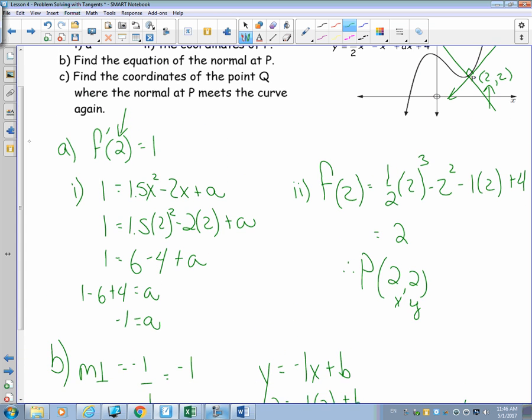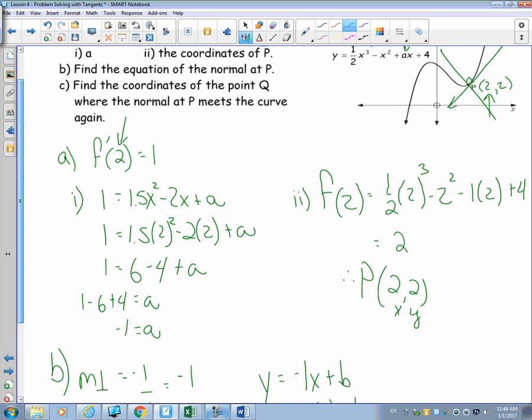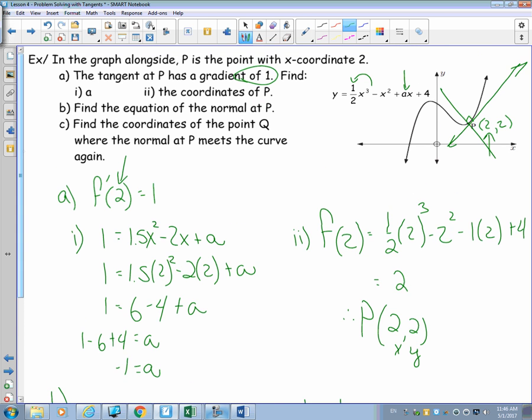Okay, part C. Find the coordinates of the point Q where the normal meets the curve again. So obviously I've drawn my picture slightly wrong here. This line, if I actually drew it accurately, is going to meet the curve again. Maybe it's going to meet over here, maybe up here somewhere, maybe it hits there again, maybe it hits 2 spots. I'm not quite sure if I draw it properly. But hard to do it graphically, so let's do it algebraically.